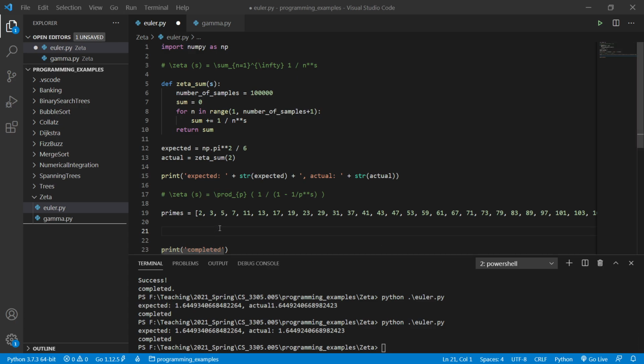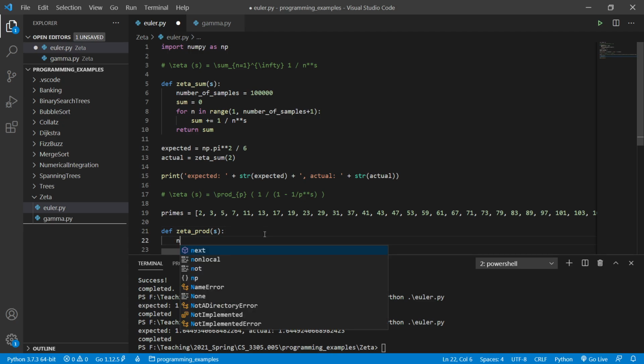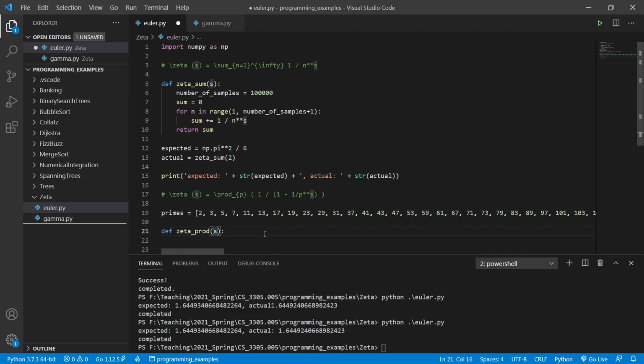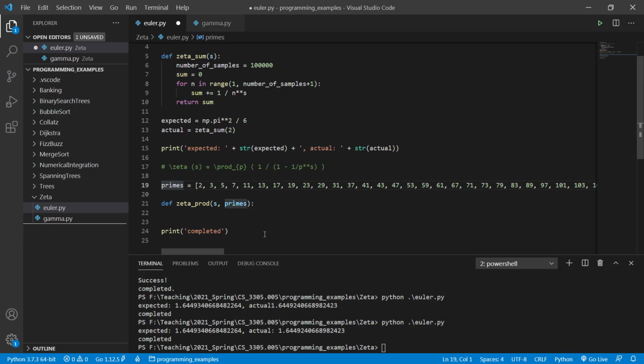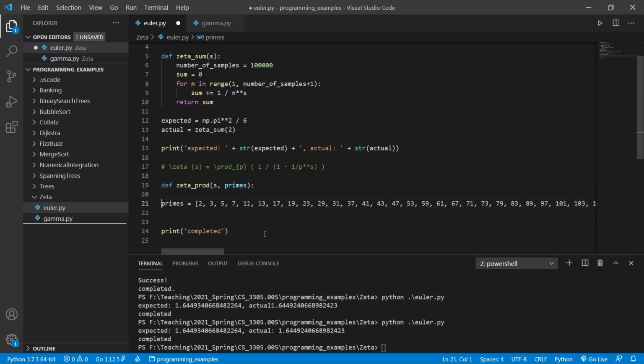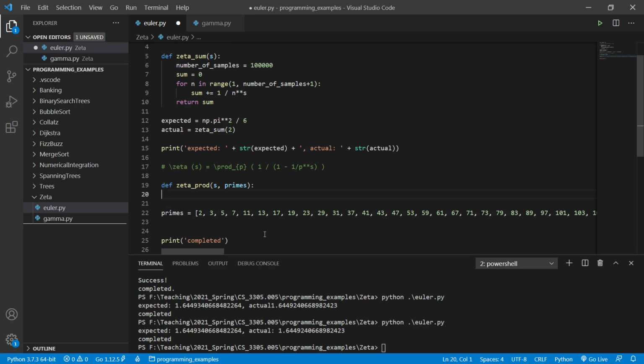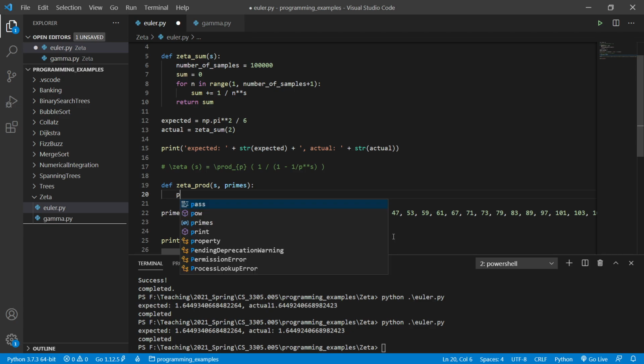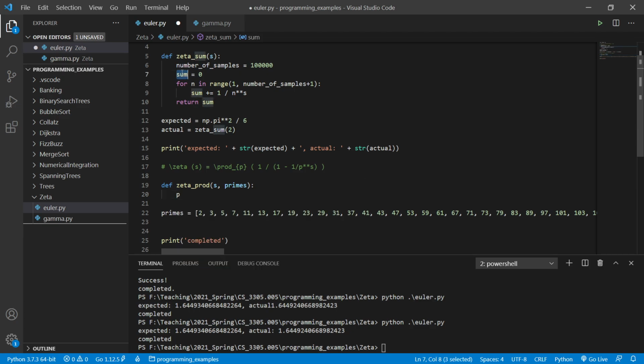So now let's define zeta prod, and it's going to take an input value, but then it's also going to take a collection of prime numbers, and since we're going to use this whenever we invoke it, we'll move it down here so we don't have any confusion regarding scope. So that when we reference primes, we're definitely referencing it within this function. Okay, so just like this, right? We don't need number of samples because we're not generating the terms here.